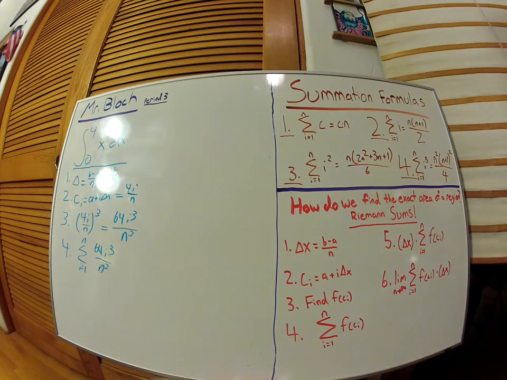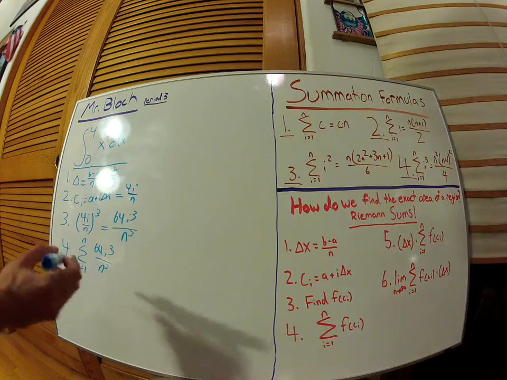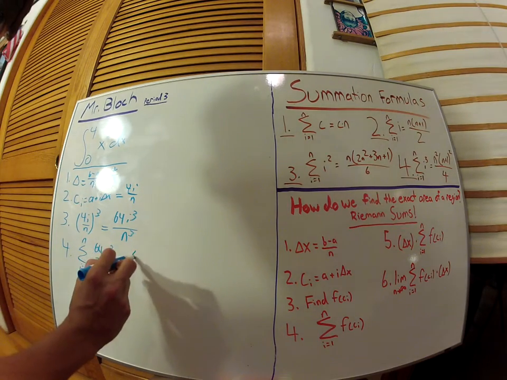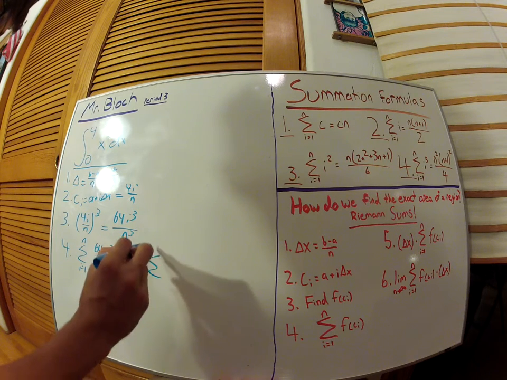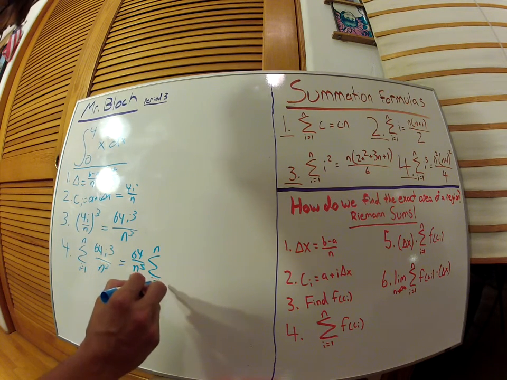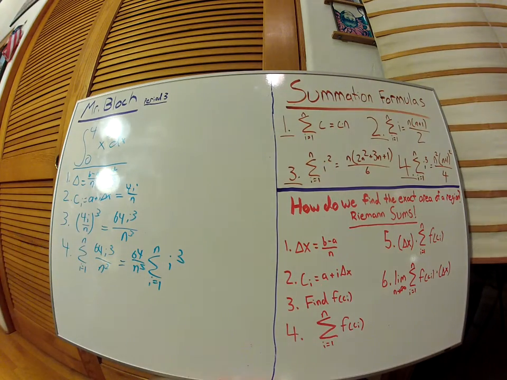We want to put 64 over n cubed, we can take that to the left of our summation, and it will look something like this: 64 over n cubed, summation of i cubed. You see, this is where our summation formulas come in handy. If you were looking at this on a test and had no idea what our summation formulas were, you'd be totally lost, because you have no idea what i cubed is equal to. So, i cubed, what is it equal to?